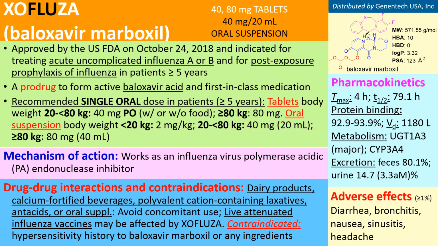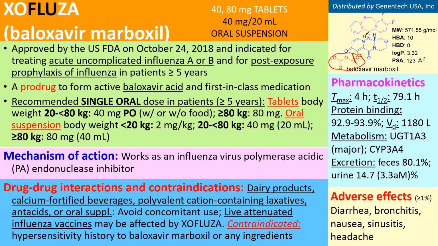If you look at the drug molecule, because this has a side chain carbamate ether, this is a prodrug. Later it will be metabolized, hydrolyzed to form this baloxavir acid. This medication is available as 40 mg and 80 mg tablets, as well as 40 mg per 20 milliliter oral suspension.